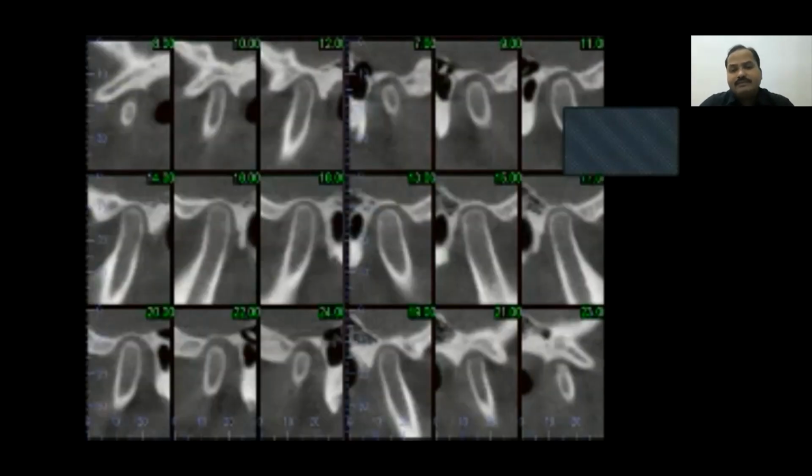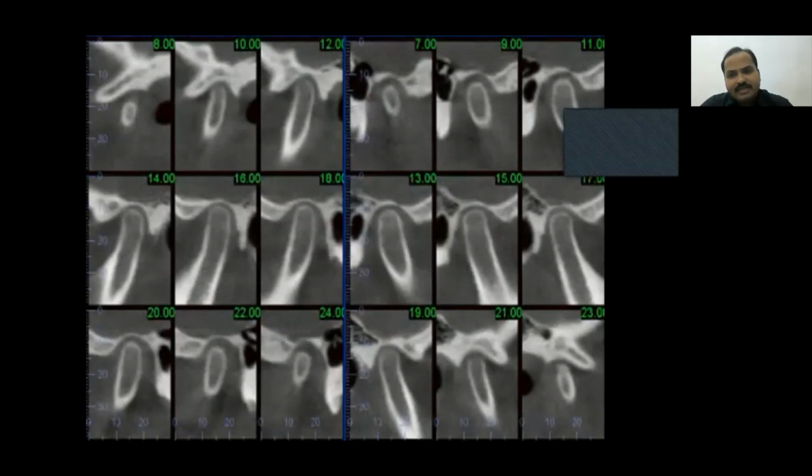You can see the TMJ which is seen in various sections in the CBCT image. We can see each and every slice of the TMJ when the volumetric data is acquired. All these images will be reconstructed.